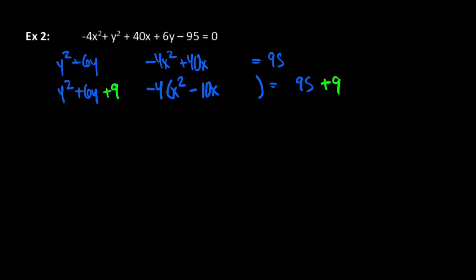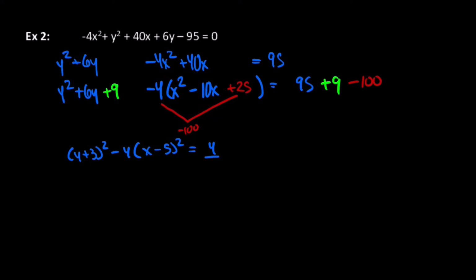Complete the square on the x's. Half of 10 is 5. 5 squared is 25. But we're not really adding 25, and we're not adding 100. We are subtracting 100 because it's negative 4 times 25. So that means I need to subtract 100 on this side. Okay, that's the hard part. Now I'm going to factor this, so that's going to be y plus 3 squared minus 4 times x minus 5 squared equals 95 plus 9 is 104 minus 100. That's just 4.